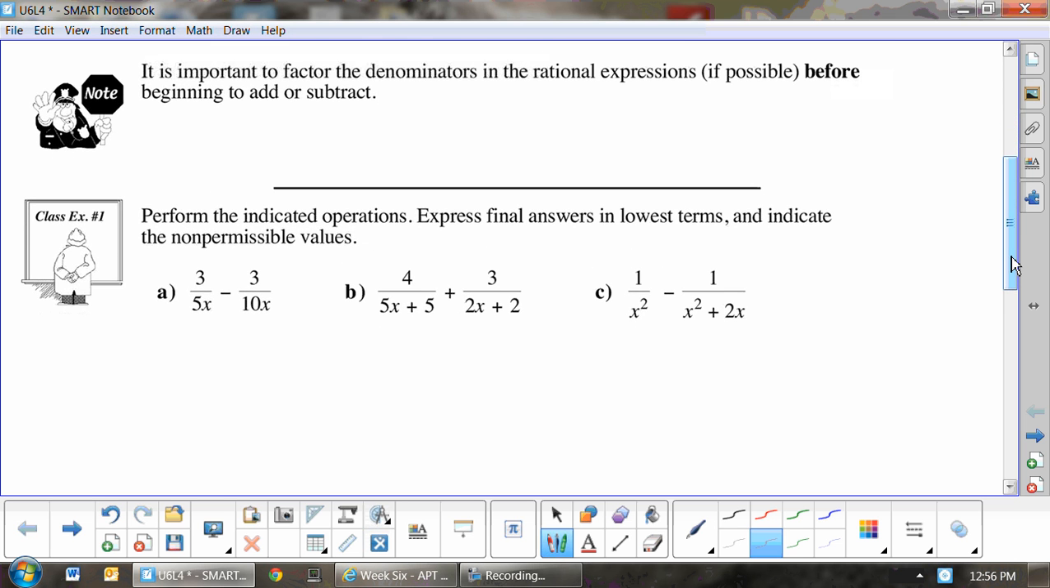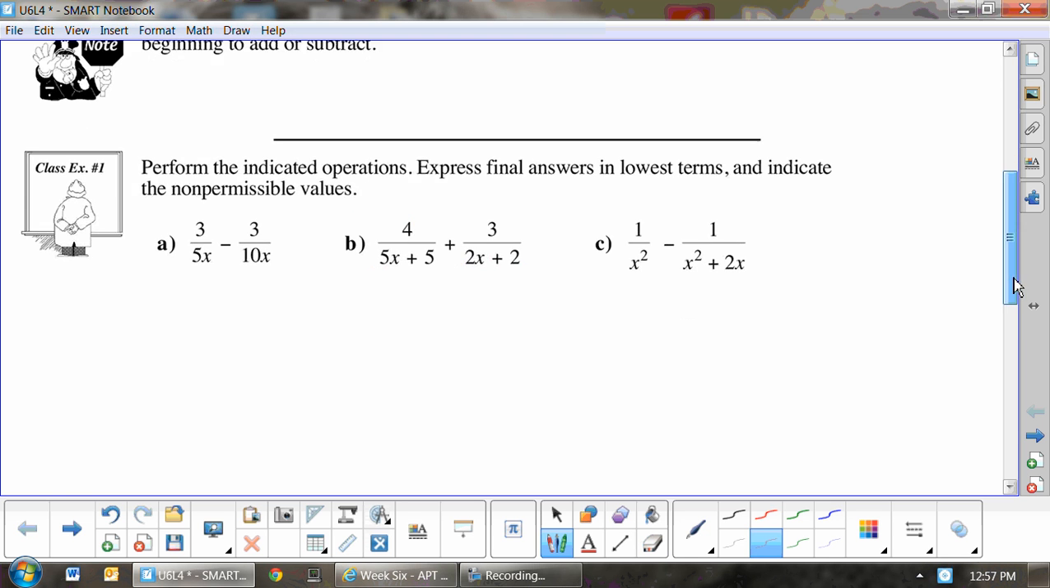One of the biggest differences about what we're doing today is that our denominators are going to have a common factor. So it's not going to be as simple as, oh okay, I'll go 5x plus 5, 2x plus 2. Okay?